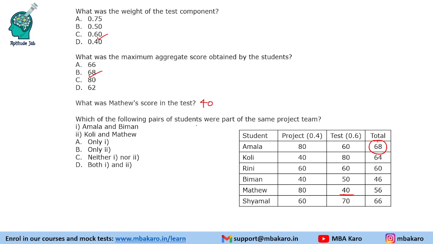Which of the following pairs of students were part of the same project team? One project team is Amala and Matthew, another is Kohli and Bimal, and the third team is Rini and Shamal. So Amala and Bimal is wrong, Kohli and Matthew is also wrong. So neither of them is a project team. This was the solution to the set and the answers to the questions.